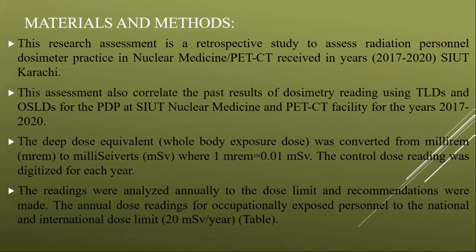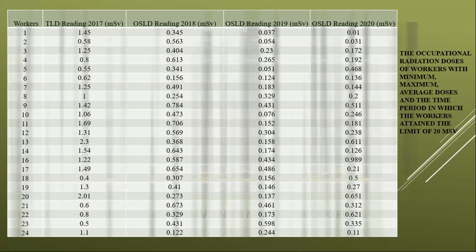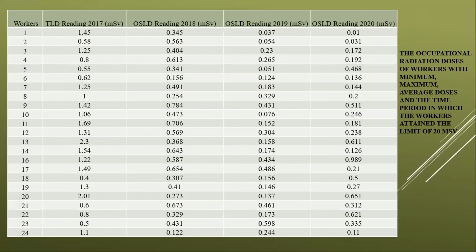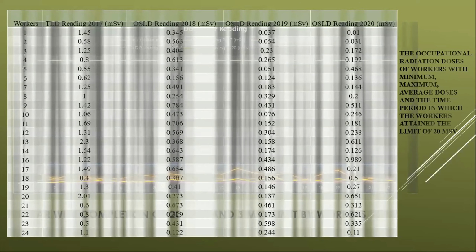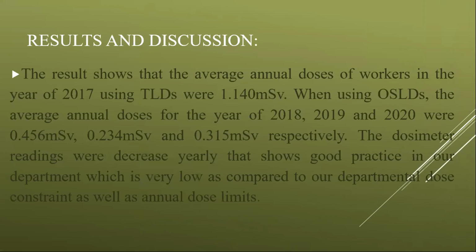Now you will see the readings using the occupational dose of workers with minimum, maximum, and average dose, and the time period in which workers attained the limits of 20 millisievert. This is the result. There was a comparison of the 20 millisievert and 3 millisievert limits of the dose constraint for workers.